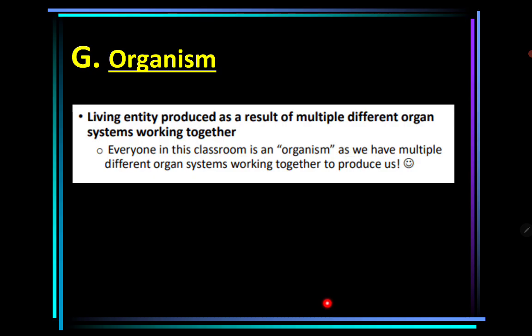Okay, then the last level is of course the living organism. A living entity produced as a result of multiple different organ systems working together. Everyone in this classroom or in this session is an organism, as we have multiple different organ systems working together to produce us. So the organism level is the highest level of organization in this body organization.